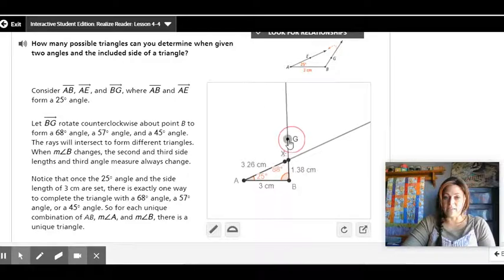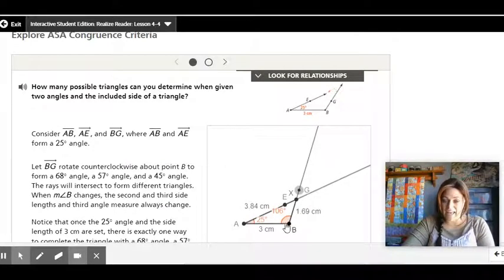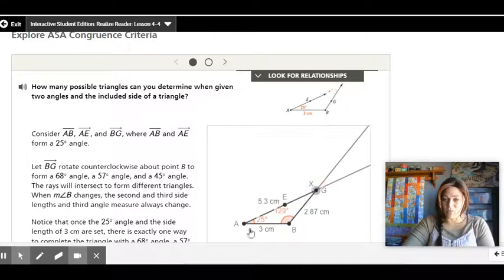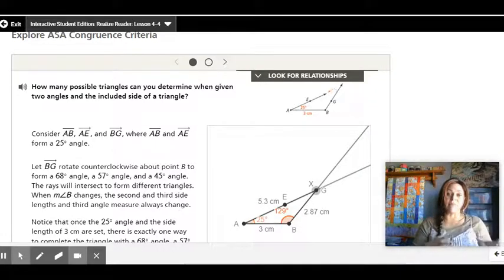If I move this, notice this 25 degrees and this 3 is not changing, but this angle, the 106, that's changing. So if I made a huge angle, 129 degrees, is there a way that I can make a different triangle with 25 degrees, 3 centimeters, and 129 degrees? Is it even possible to create a different triangle that's not congruent to this? So this explains it, and it says it's not.